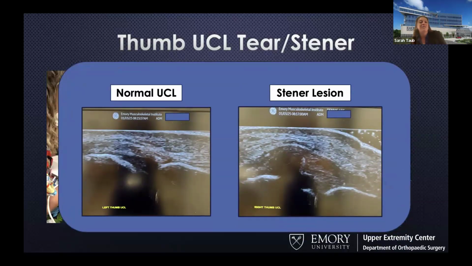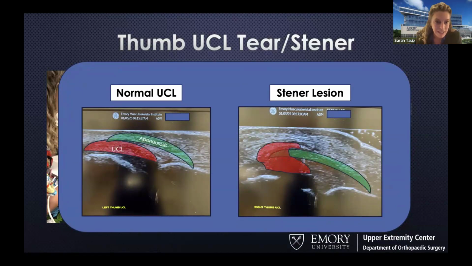Here we go. This is actually a patient who came in with a Stener lesion that we were able to diagnose with ultrasound. And I love this example because it doesn't take much to realize that there's a huge difference in these 2 images. This looks nice and smooth, and this is just a ton of hodgepodge, edema. Not even sure what it is, but it's clearly pathologic. It's just so different looking.